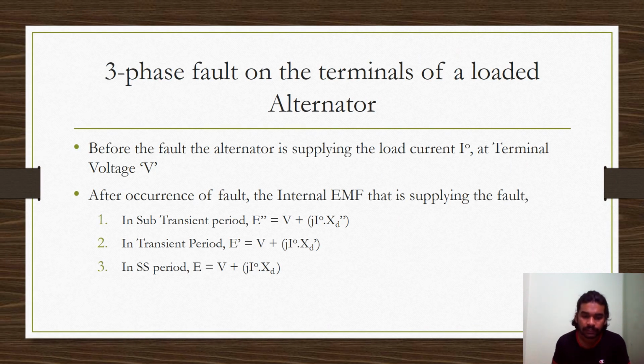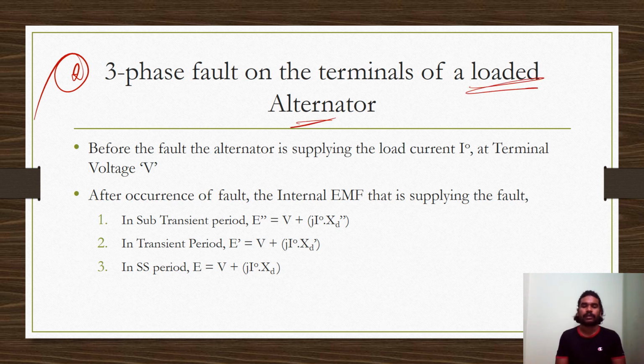Now we will study our next case, that is the loaded case of an alternator. What was the condition before the fault occurrence? Before the fault, the alternator is supplying some load current, which I call I naught, and the voltage at the terminal will be V.